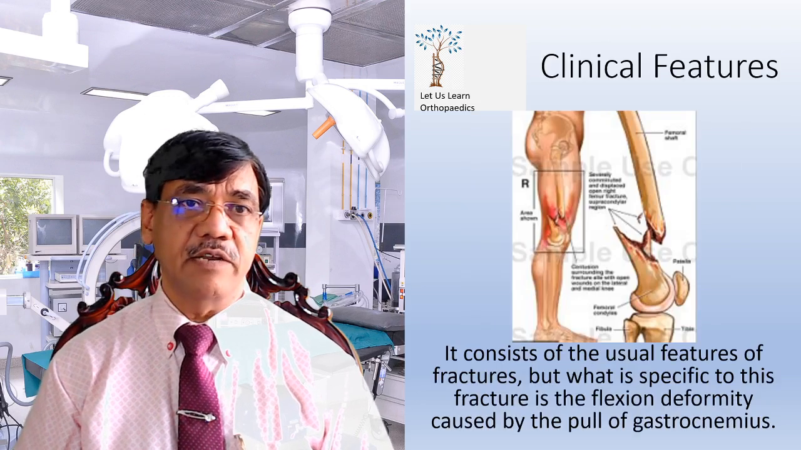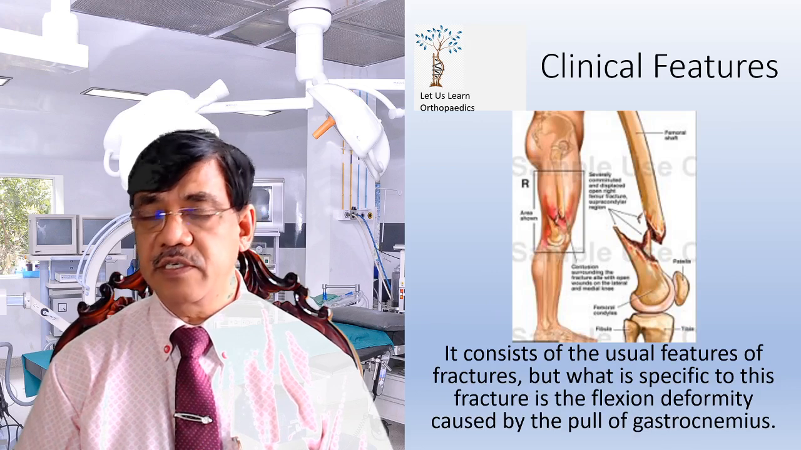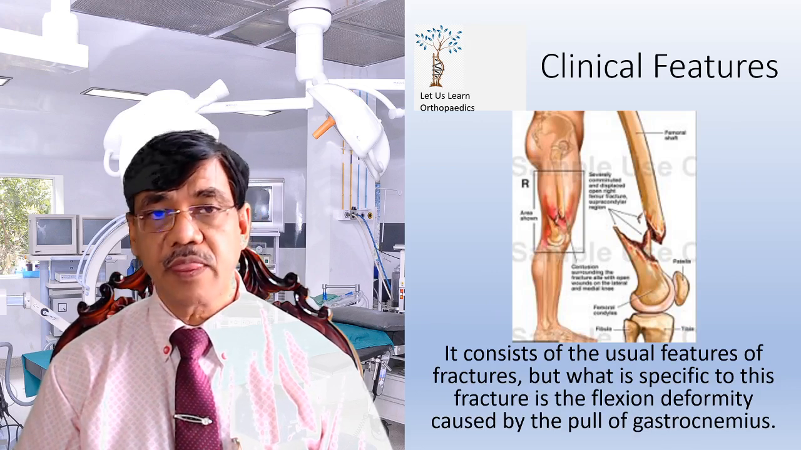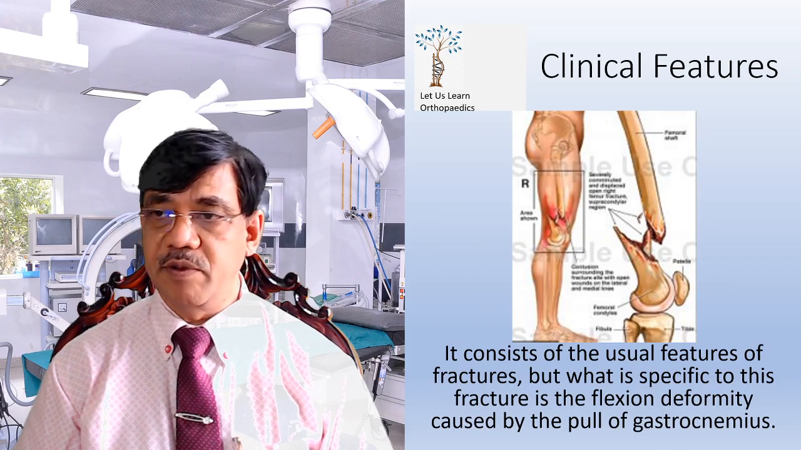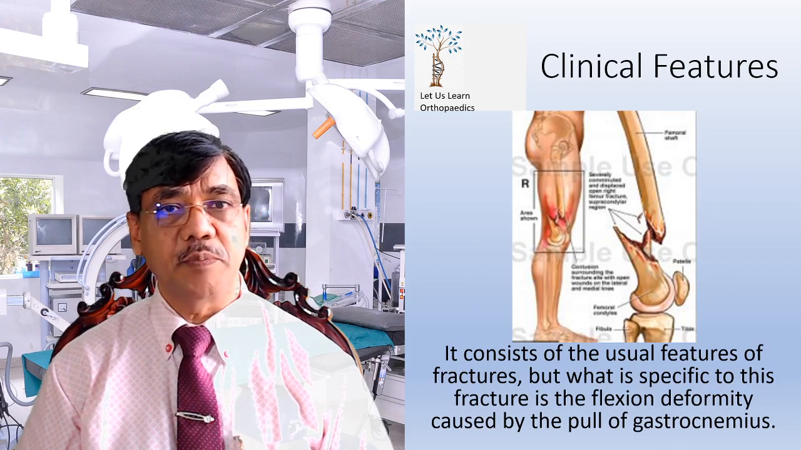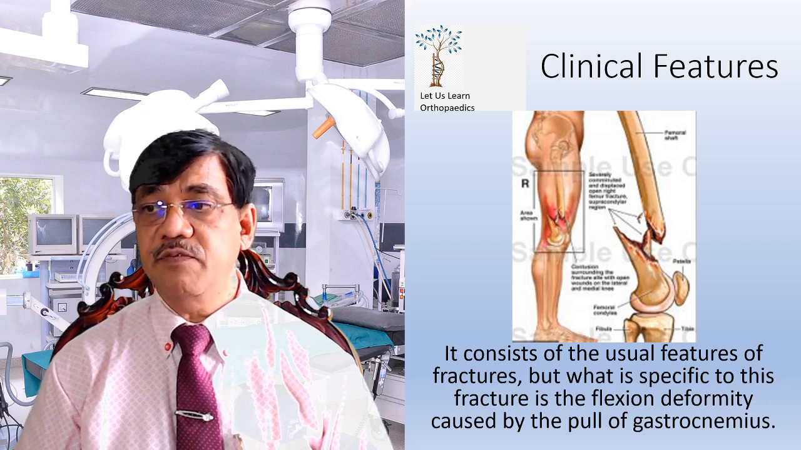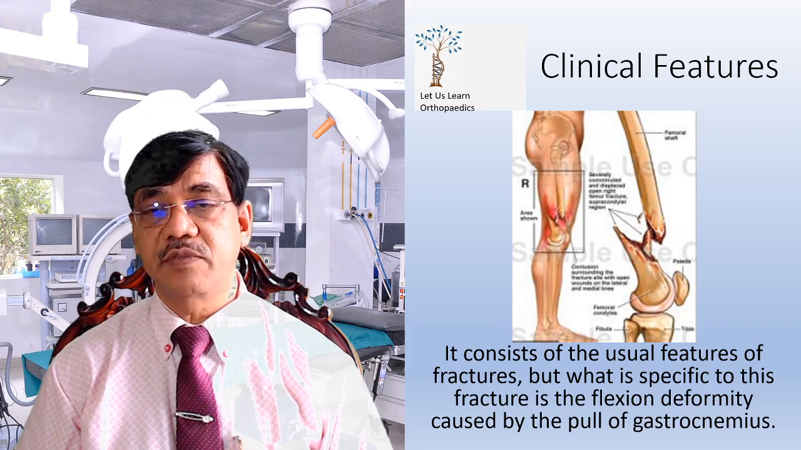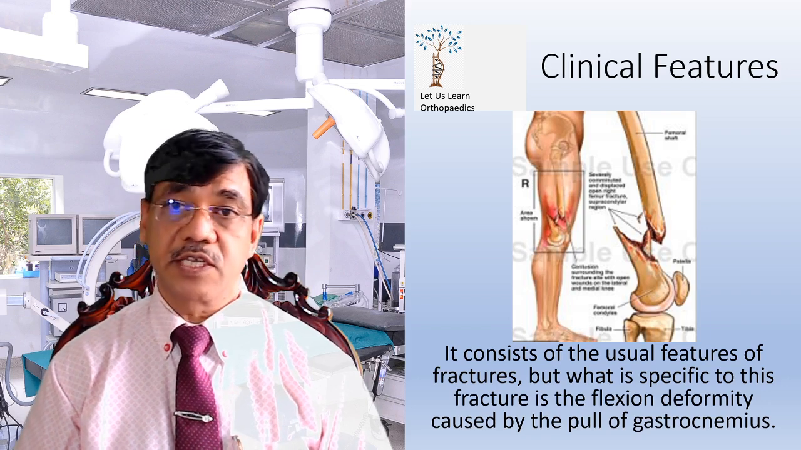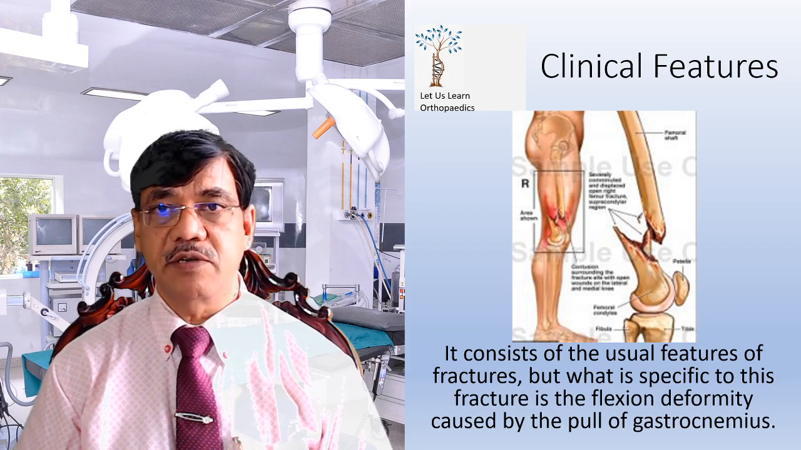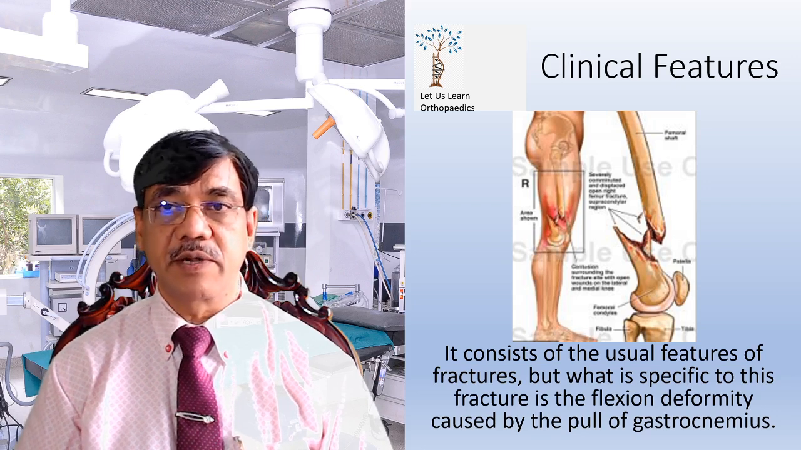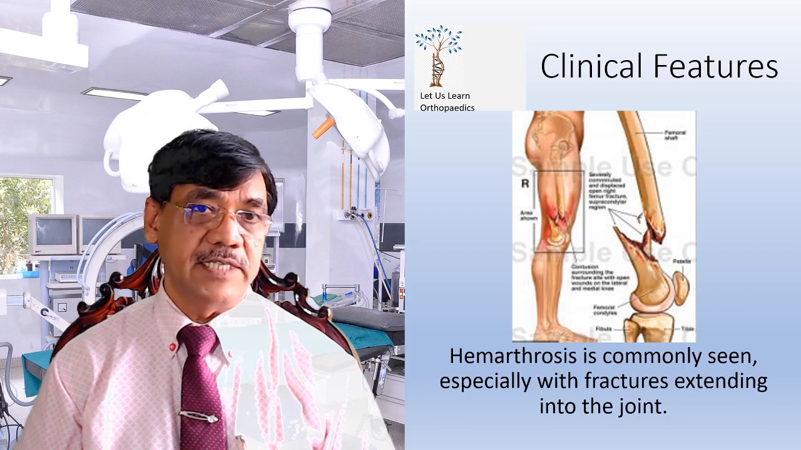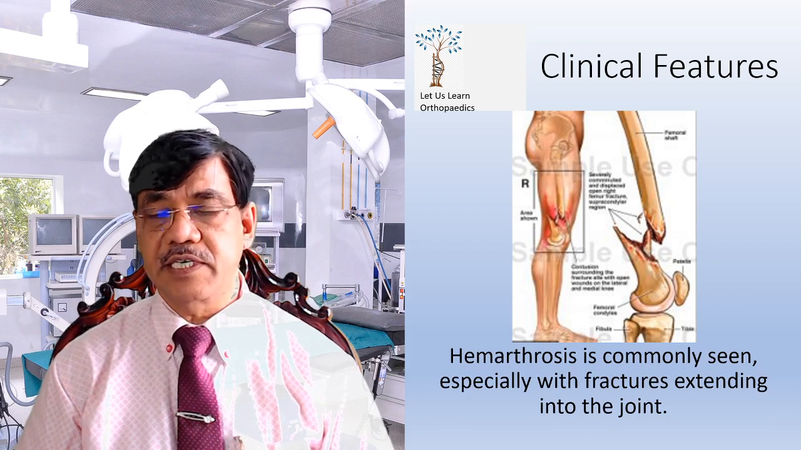Coming to the clinical features of supracondylar fractures, it consists of the usual features of fracture: pain, deformity, and abnormal mobility. But what is specific to this fracture is the flexion deformity caused by the pull of the gastrocnemius. You can see in this particular diagram how the distal fragment is flexed. Hemarthrosis is commonly seen, especially with the fractures extending into the joint.